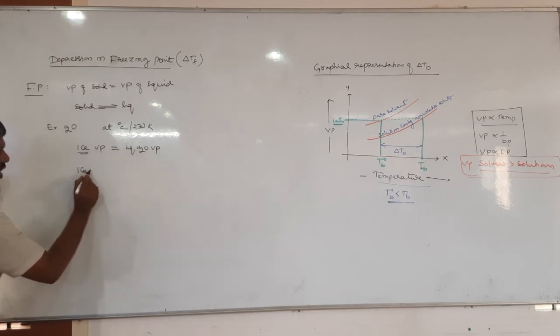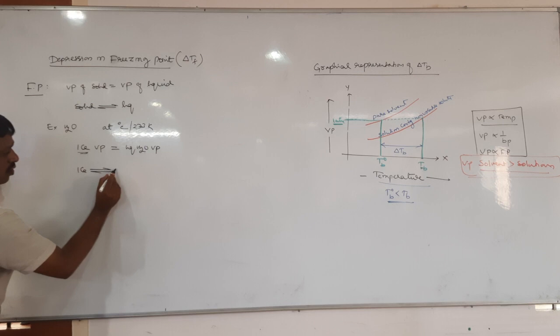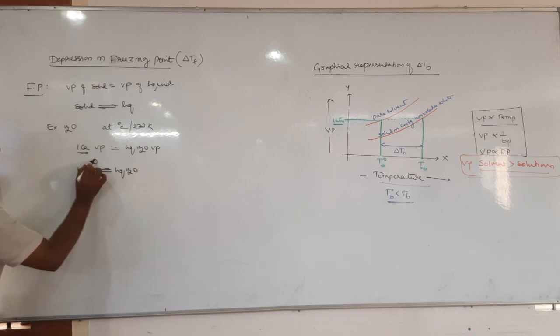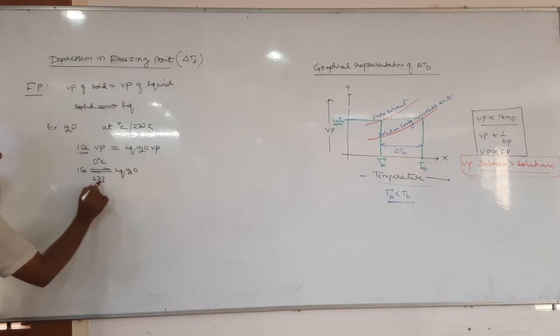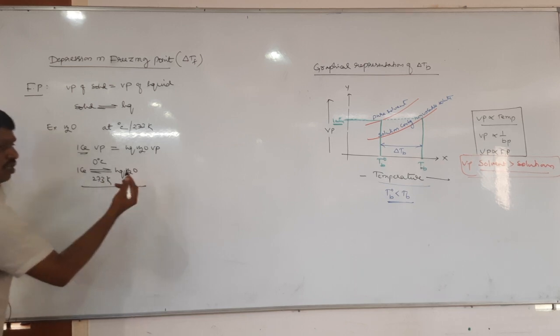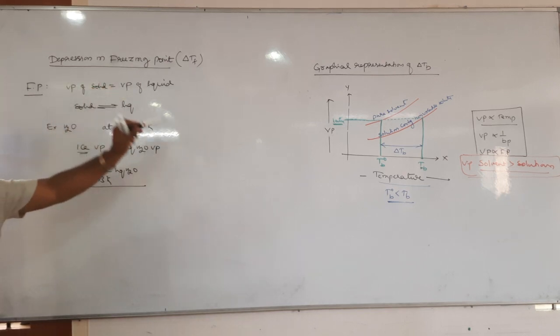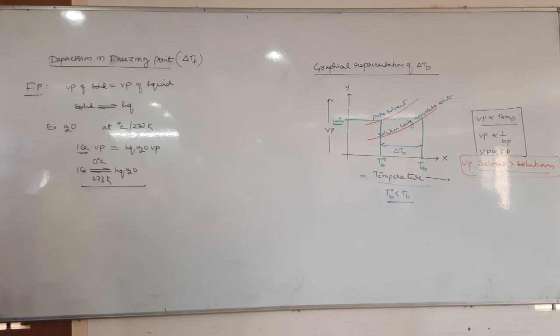This can also be written as ice in equilibrium with liquid water. At what temperature? 0 degrees or 273 Kelvin, which is called the freezing point. Therefore, here you need to remember the first equation. What is the freezing point? The temperature at which the vapor pressure of solid equals the vapor pressure of liquid. Both solid and liquid will have the same vapor pressure. That particular temperature is called the freezing point.